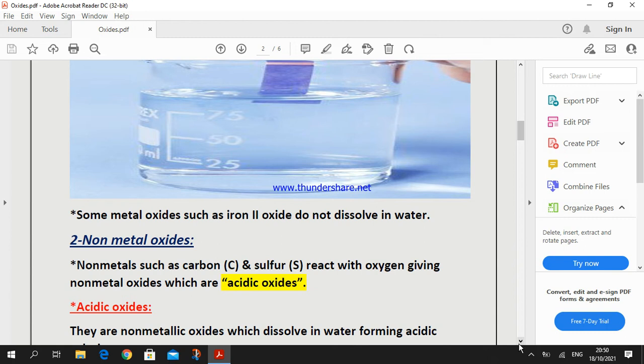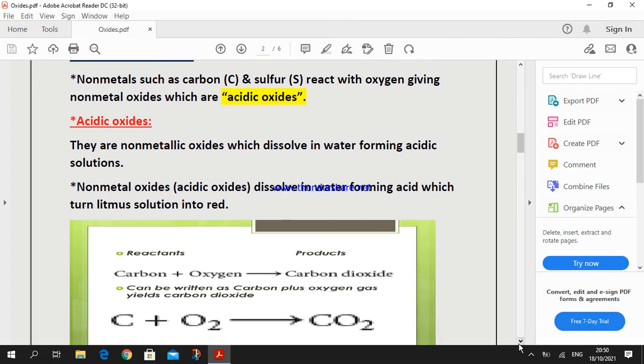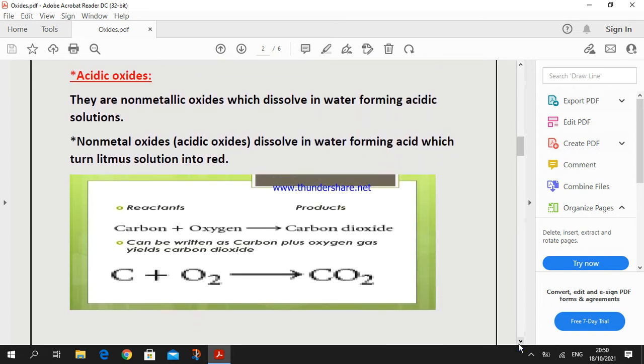The second type of oxide is known as non-metal oxide, okay? Non-metal oxides are produced due to the reaction of non-metals such as carbon, sulfur, phosphorus, and nitrogen with oxygen, giving us non-metal oxides, which are known as acidic oxides, okay? So what is meant by acidic oxide? They are non-metal oxides which dissolve in water, forming an acidic solution, okay? Non-metal oxides dissolve in water, forming an acid which turns blue litmus paper into red.